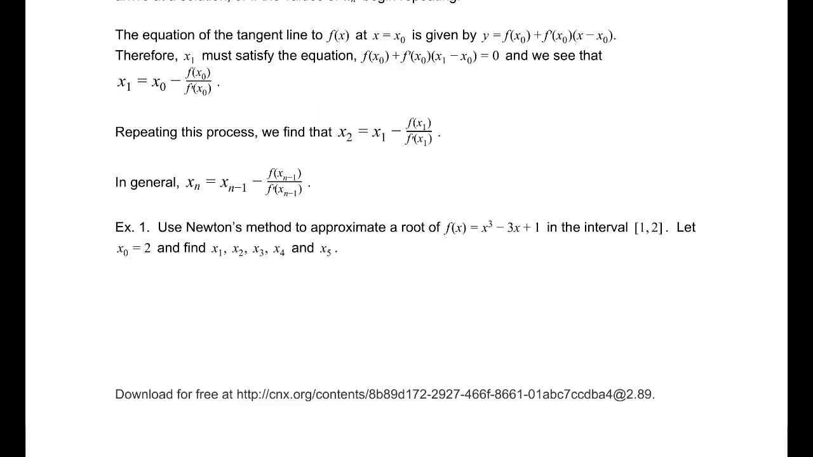x1 equals, based on our formula, x0 minus f of x0 divided by f prime of x0. Now that is 2 minus f of 2. Alright, I'm going to spit these values out very quickly. f of x is x cubed minus 3x plus 1, and f prime will be 3x squared minus 3.